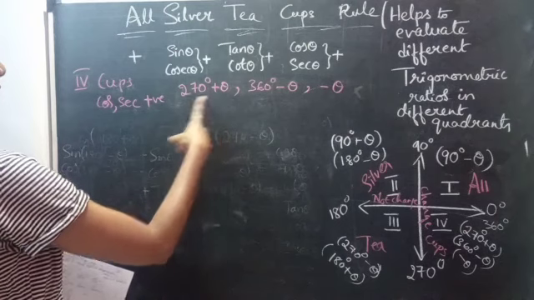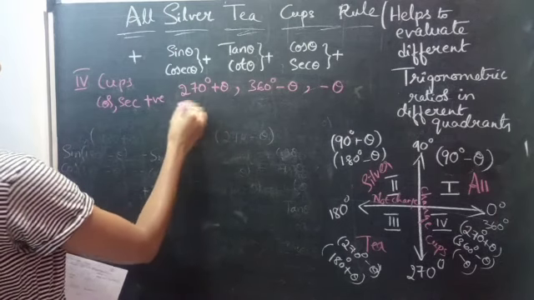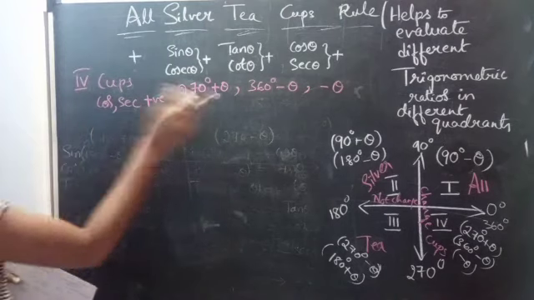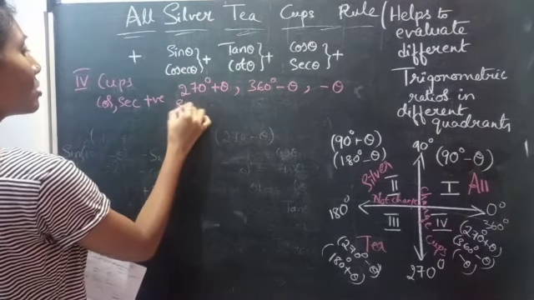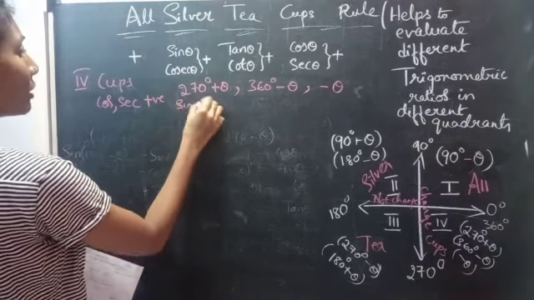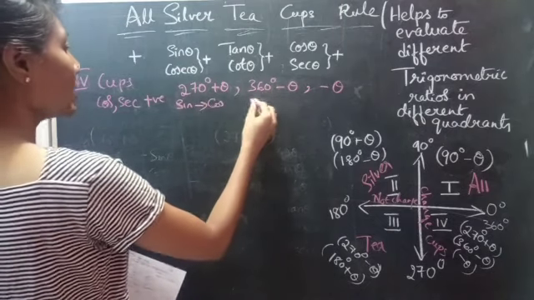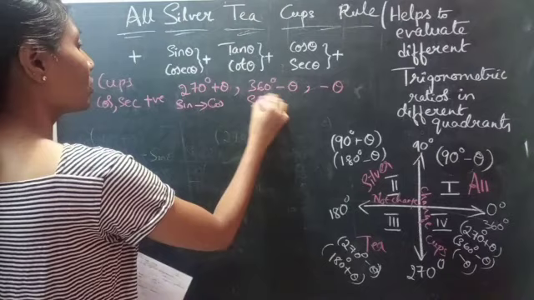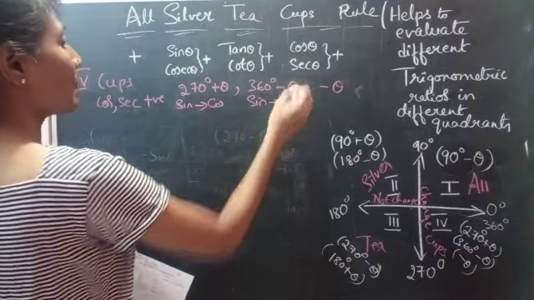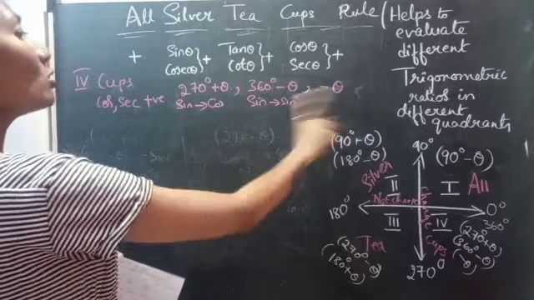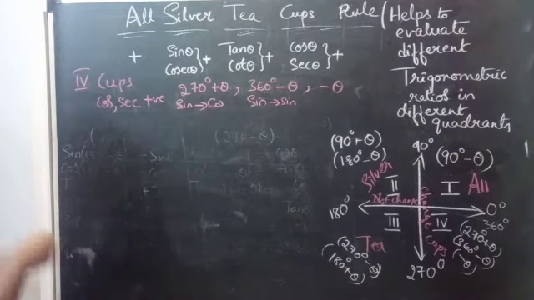270 degrees plus theta. So signs always depend upon the fourth quadrant rule, but trigonometric functions will change for 270: sine to cos. And for 360, sine to sine, that is, it remains the same. And for minus theta also it remains the same. Okay.